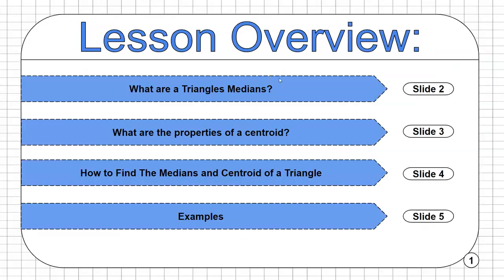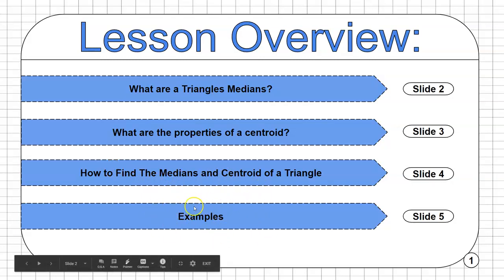First, we will take a look at the lesson overview. First, we will look at what triangle medians are, then what the properties of a centroid are and what a centroid means, and then how to find the median and centroid of a triangle, and then we will take a look at a couple examples.